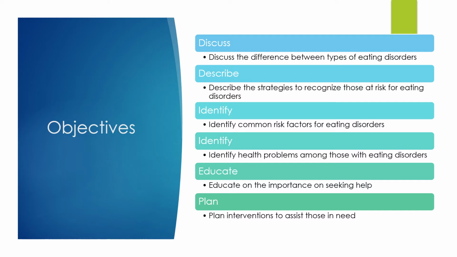After the presentation, the observer will be able to discuss the difference between types of eating disorders, including anorexia and bulimia, describe strategies to recognize those at risk for eating disorders, identify common risk factors for eating disorders, identify health problems among those with eating disorders, educate on the importance of seeking help, and be able to plan interventions to assist those in need. At this point, please pause the presentation, take the pretest, and then resume once finished.